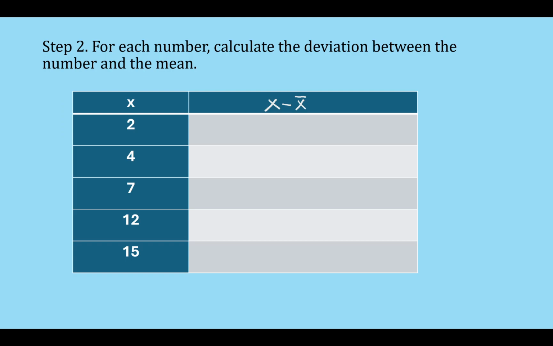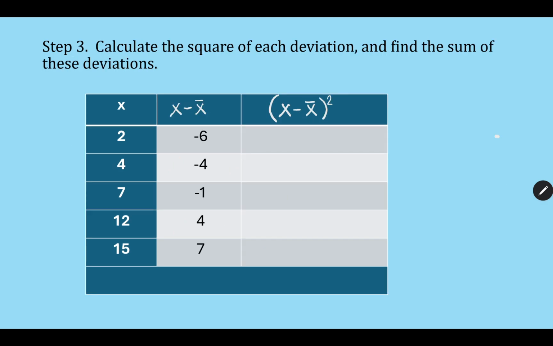In step number 2, calculate the deviation between each number and the mean. So we have x minus the mean: 2 minus 8, 4 minus 8, 7 minus 8, 12 minus 8, and 15 minus 8. So we have here negative 6, negative 4, negative 1, 4, and 7. The next step is to calculate the square of each deviation and find the sum of these squared deviations.